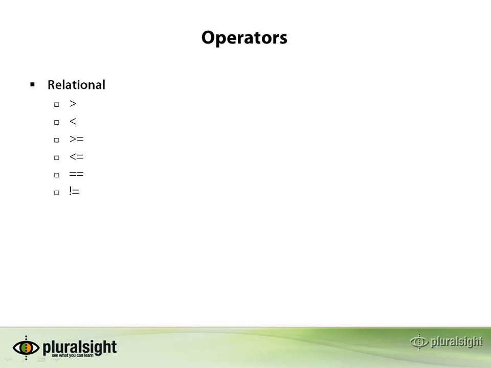Next is relational operators, and these operators are going to compare two things. As we get into conditional statements, this is going to make more sense, but for now, we're just going to overview what these operators are. What it basically lets you do is evaluate whether two different numbers or variables or types, is one greater or less than the other, are they equal, are they not equal.